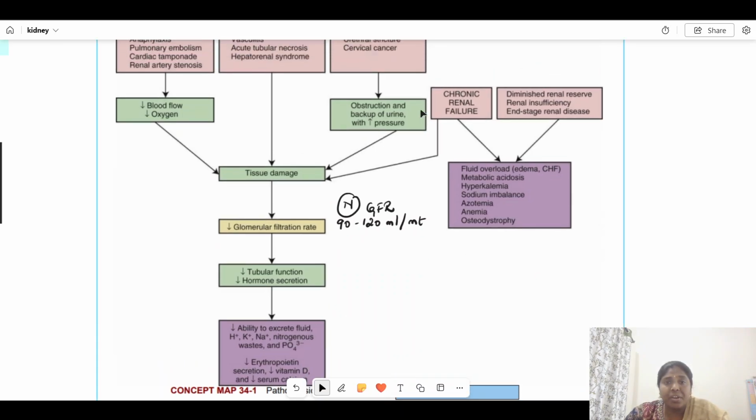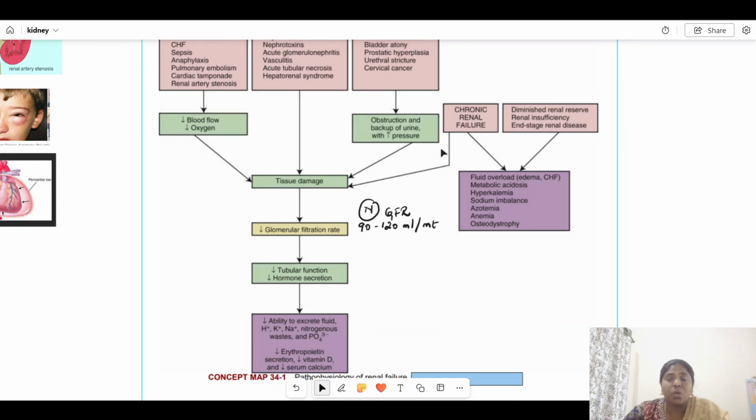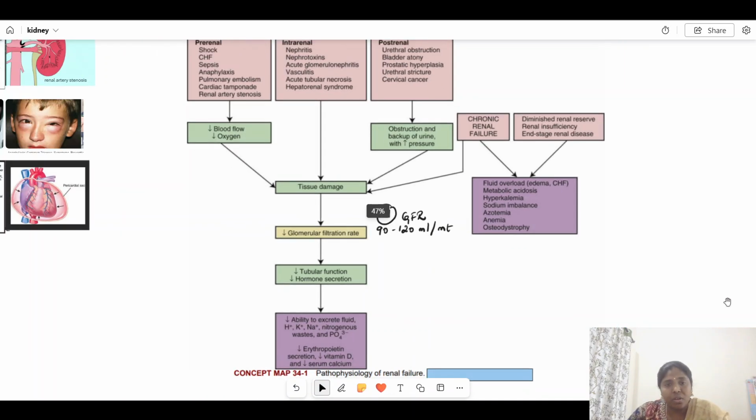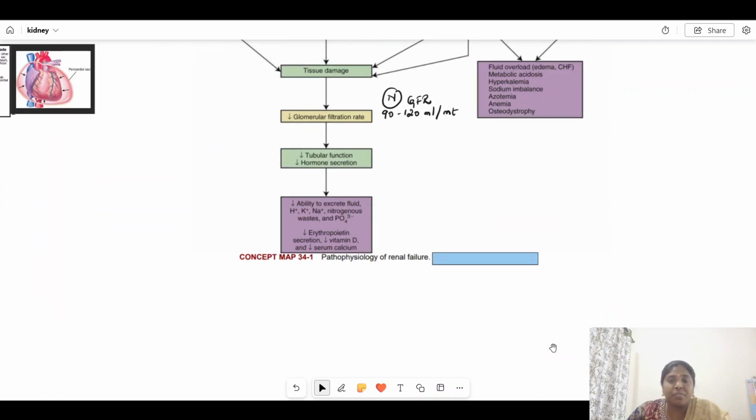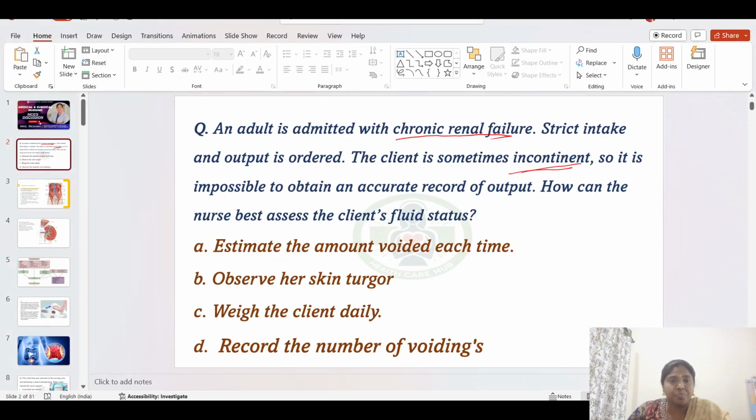And also chronic renal failure, we can see chronic renal failure. Because of this chronic renal failure, what will happen? Fluid overload, that is congestive heart failure, then metabolic acidosis, hyperkalemia. So all these are the causes of the pathophysiology of renal failure.